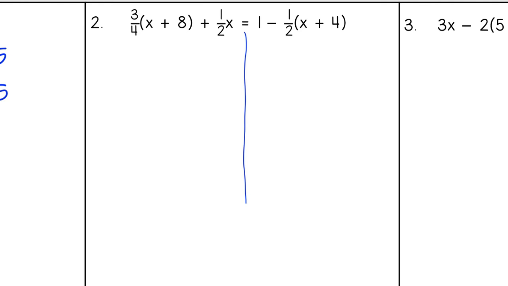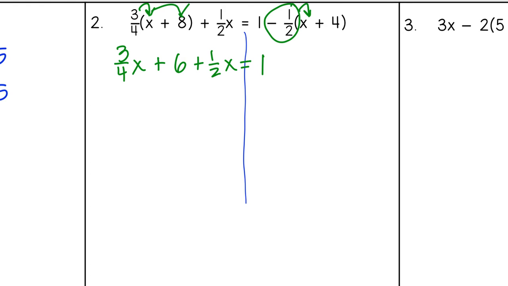I definitely see some parentheses, so we're going to have to distribute that fraction, 3/4, to both of those numbers. So this will be 3 over 4 x plus, and then 3/4 times 8 is actually just 6. Then we're going to bring down the 1/2 x equals 1, because that's too far away. But now we're going to distribute this negative 1/2 to both things, so minus 1/2 x minus 2.